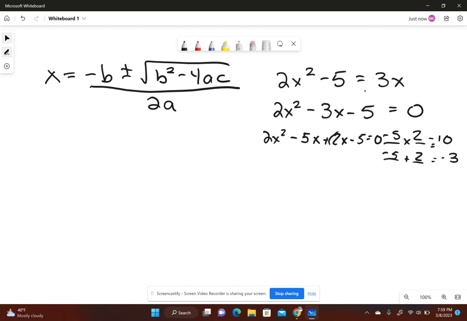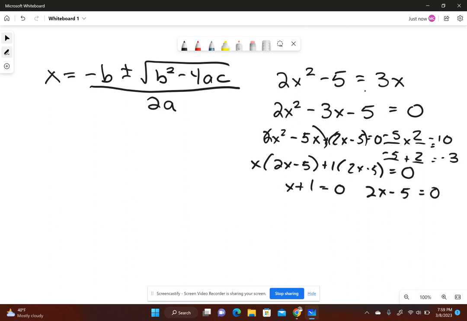So I factor by grouping, take out my x, and I get x plus 1 times 2x minus 5 equals 0. So either x plus 1 equals 0 or 2x minus 5 equals 0. This answer would be negative 1, and this answer would be 5/2. So let's see if we get the same answer using the quadratic formula.